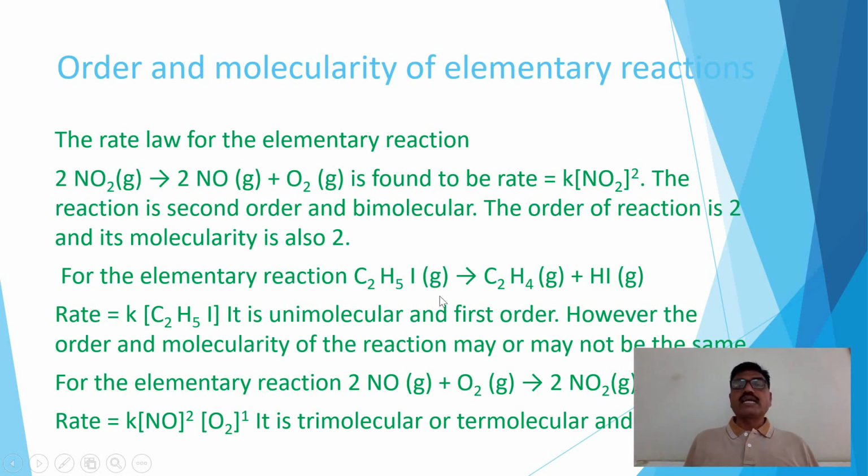For this elementary reaction, look at this. The rate is written; again, this is experimentally determined. The rate law or rate expression is written. The rate depends on the concentration of this reactant linearly, so here the order of reaction is 1. It is unimolecular and first order. Only one molecule is involved, so the molecularity is unimolecular, or monomolecular, and first order. The rate is linearly proportional to this, shown with the help of the rate expression. However, the order and molecularity of a reaction may or may not be the same.